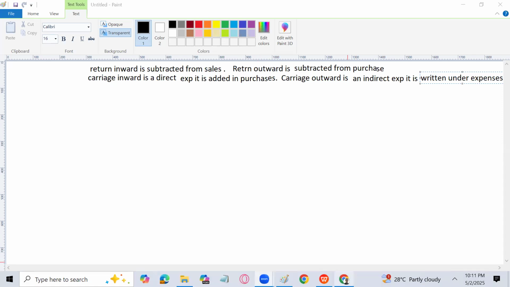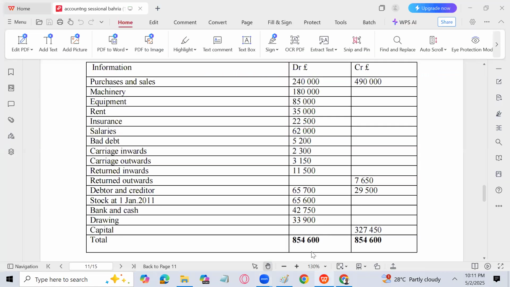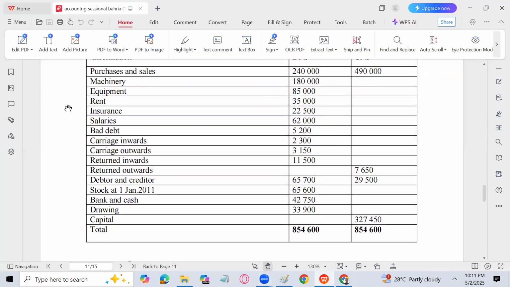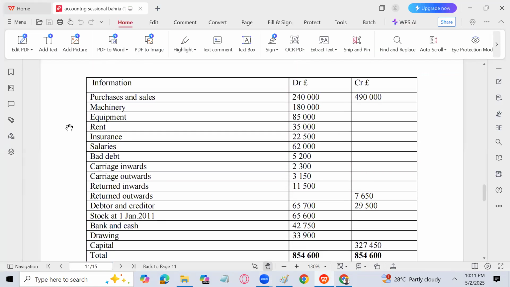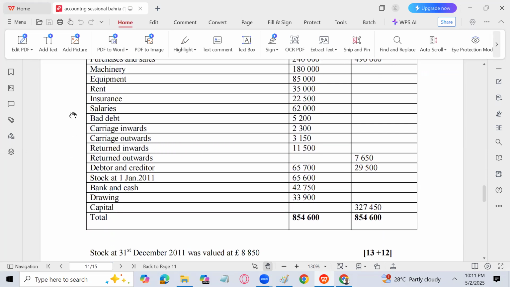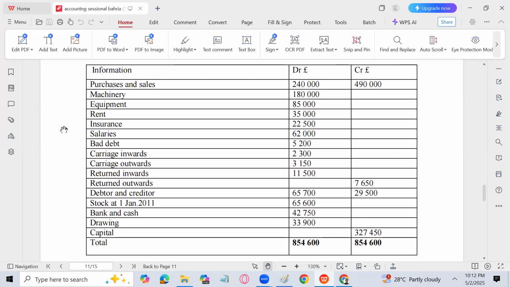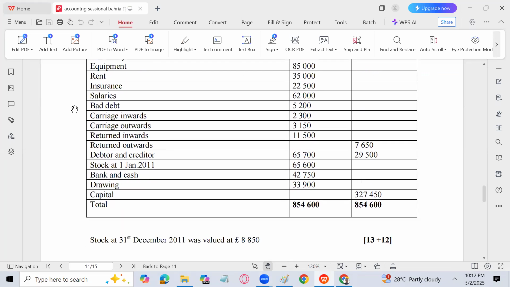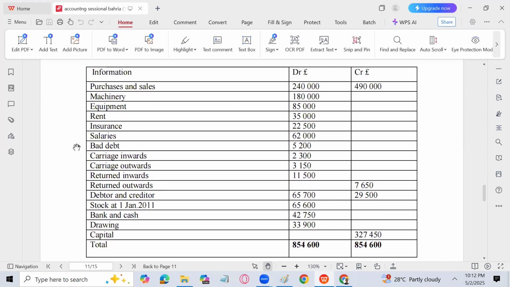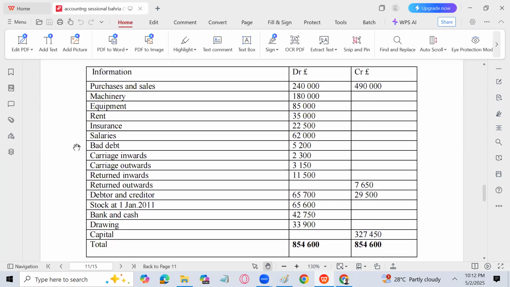Today we are going to solve a question from O-level accounting. We have to prepare the statement of profit and loss, income statement, and statement of financial position. We have been given the trial balance in the question. Purchases, sales, machinery, and trial balance is given. Ending inventory is given, and we have to prepare the income statement and statement of financial position.